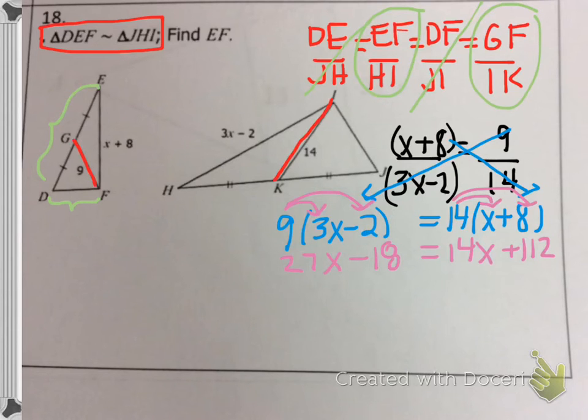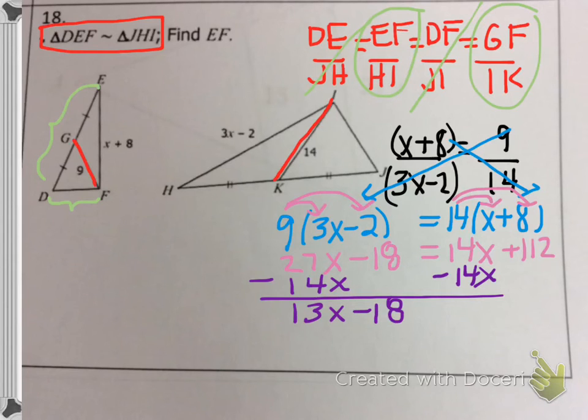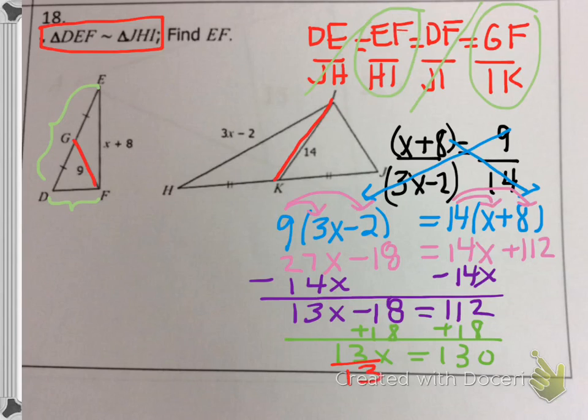From here, we isolate the x, so I'm going to move the x's to the left, so subtract 14x from both sides, inverse operations. So we've got 13x minus 18 on the left side, and that's equal to 112. Now that we isolated the x's on the left, we need to move the constants to the opposite. Always move what's not attached first. Add 18 to both sides. So 13x is equal to 130. One last step to isolate the x, divide by 13, so x is 10.